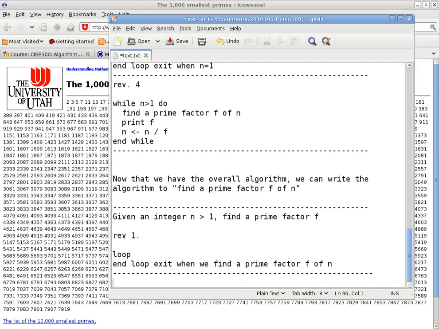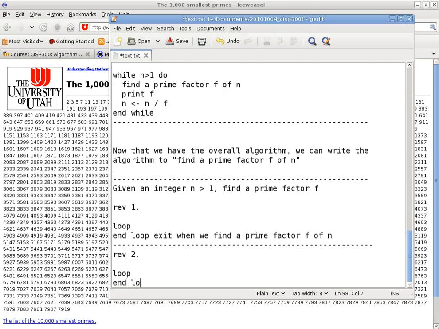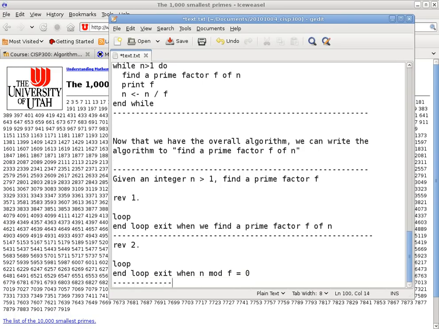One, it is a loop, and two, we get out once we confirm that f is a prime factor of n. Okay. Revision 2. Revision 2 is to say, can we say this a little bit better? Can I use more programmatic or mathematical notations? So the result of that is we can say something like this. We can say when n mod f equals 0.